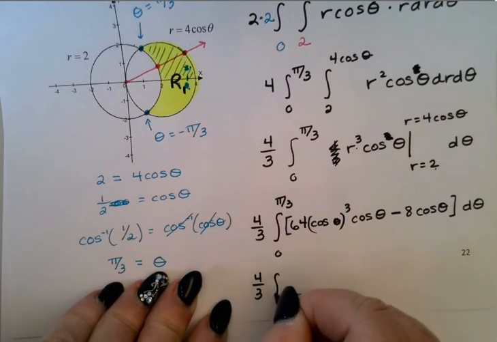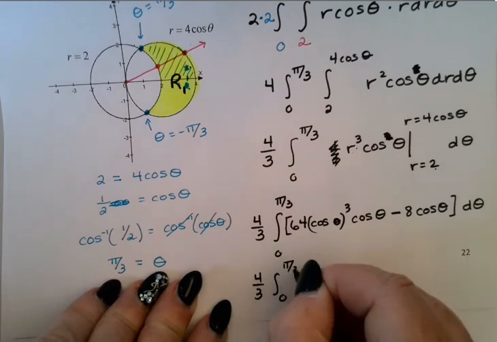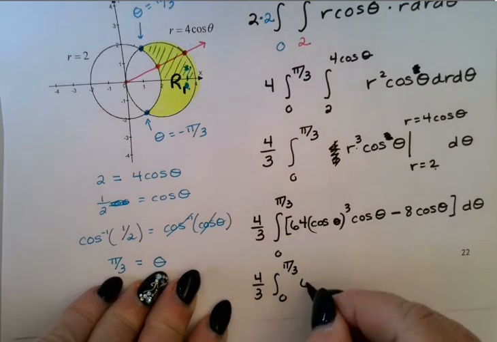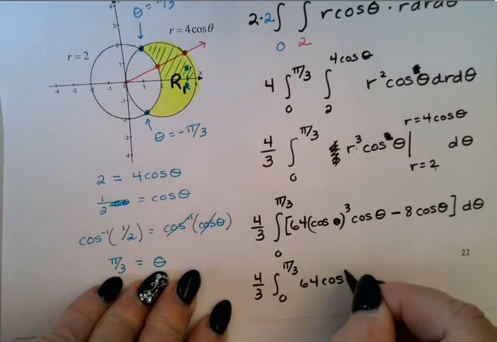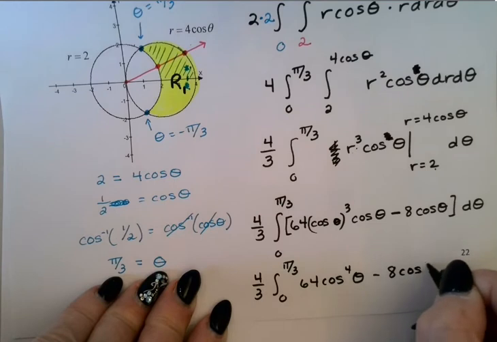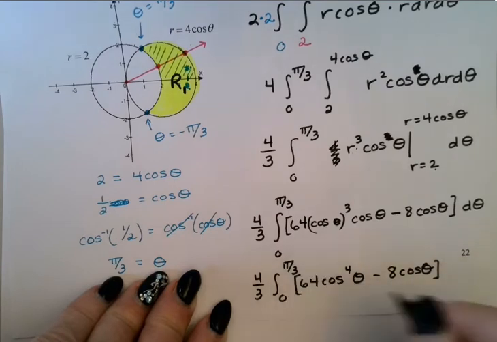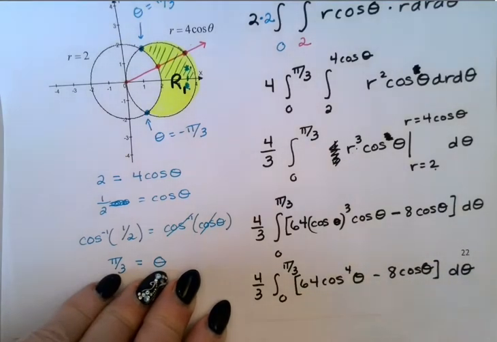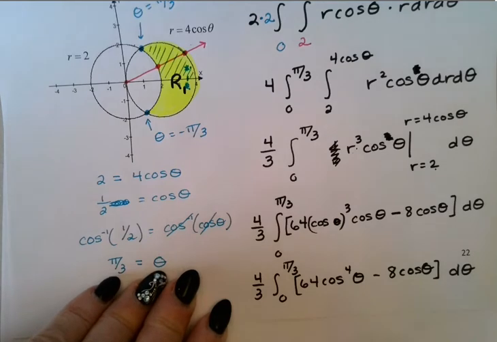Ultimately then I have 4/3 times my integral. That'll be 64 cosine to the 4th of theta minus 8 cosine theta d theta. And let's see, I believe I did do this one. Looks like I did it right when I did it for practice. When I did all of that, it didn't come out to anything particularly nice, so I multiplied everything in, including the 4/3, and I got 40.439.